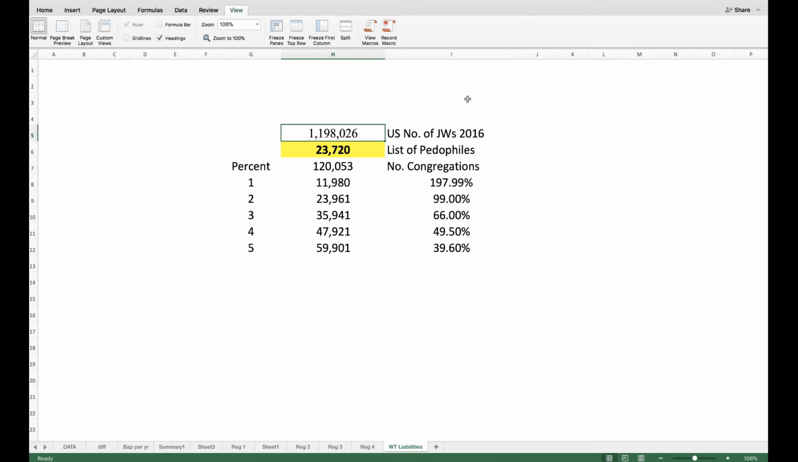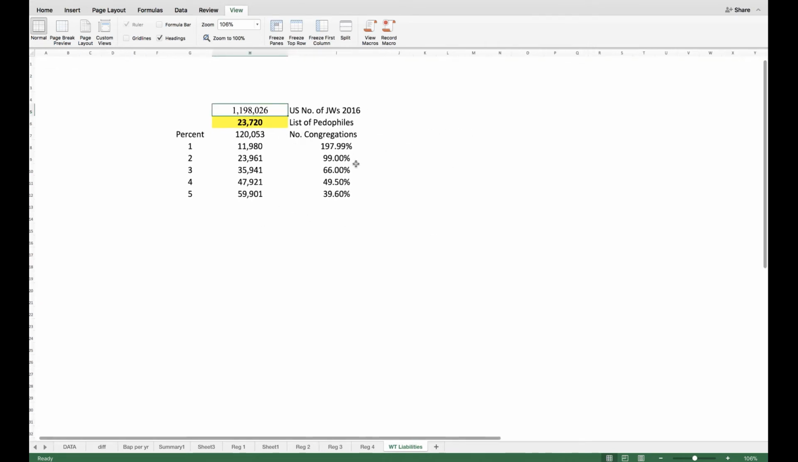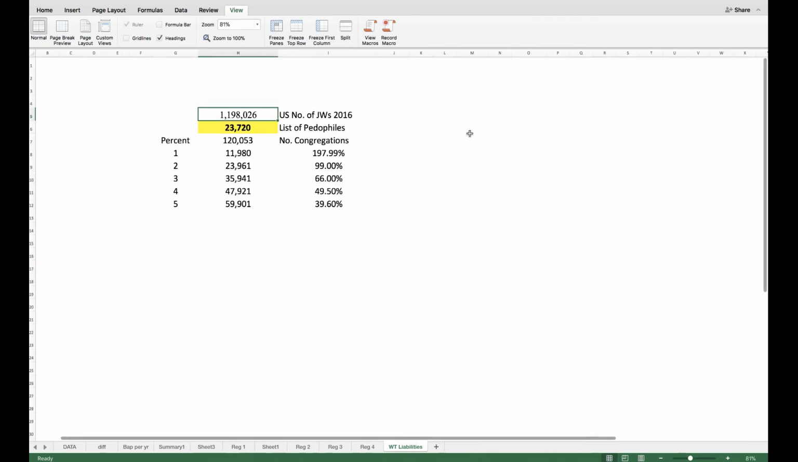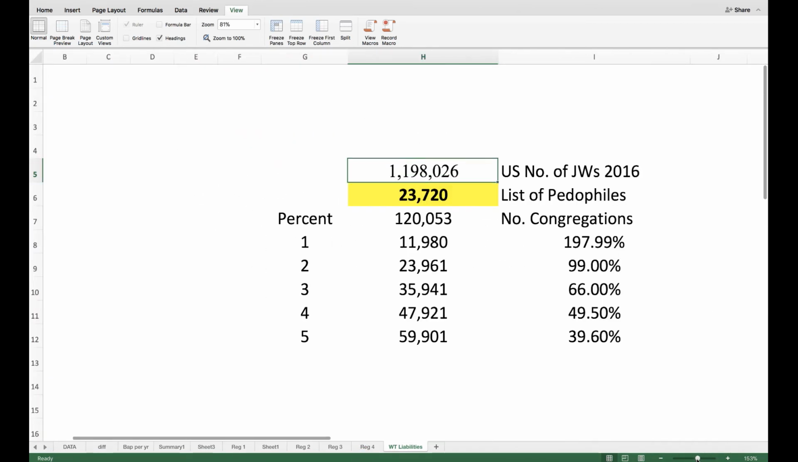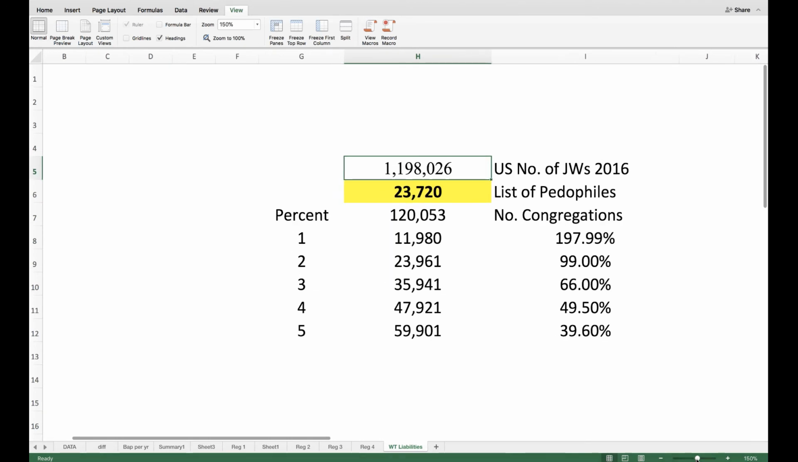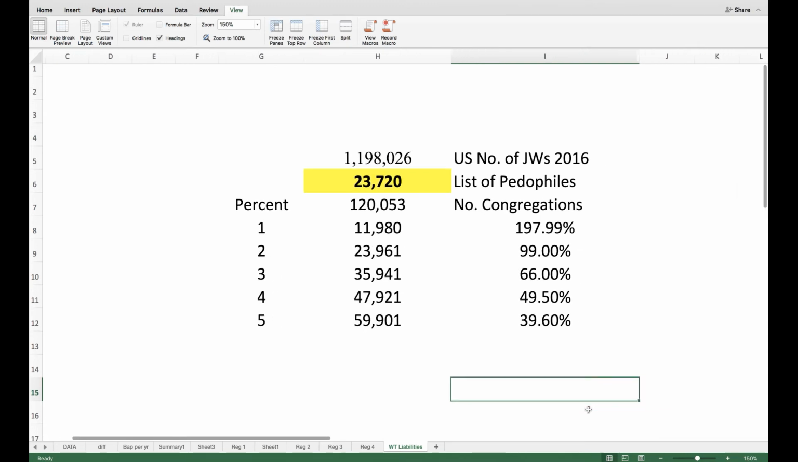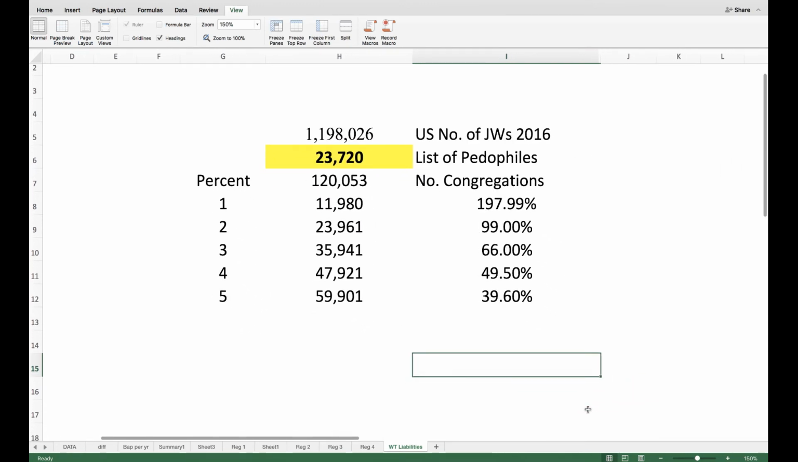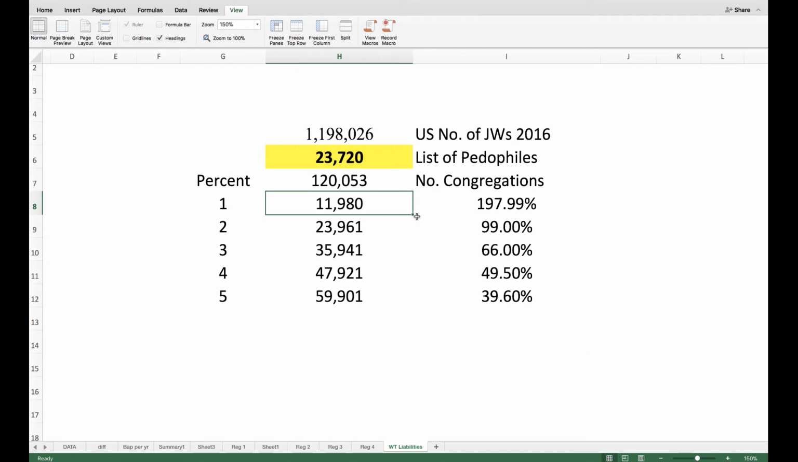witnesses in the United States, you get, oh darn it, I made this too, sometimes I'm getting used to this computer. Okay, what that indicates, at 1%, there would be 11,000, almost 12,000 pedophiles in the Watchtower Society in the United States.